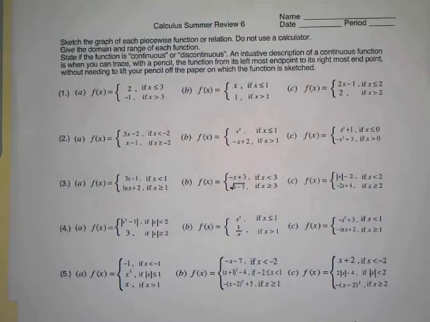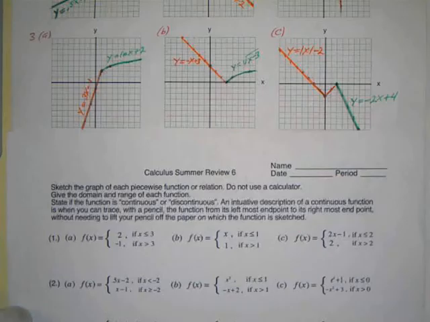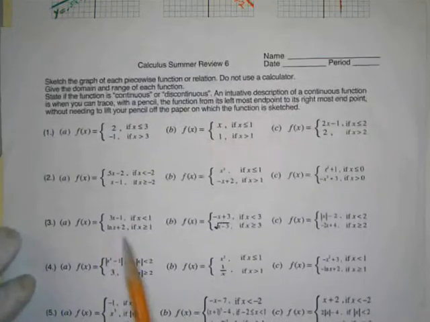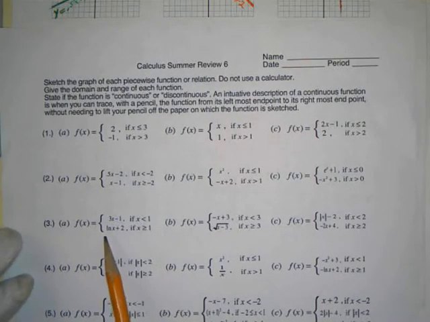Okay, this will be summer review 6 again, number 3 and 4. And again, make sure you have your paper out here so we can just kind of refer to that. If you look over here, it says that we have f of x equals 3x minus 1 if x is less than 1, and the natural log of x plus 2 if x is greater than or equal to 1.